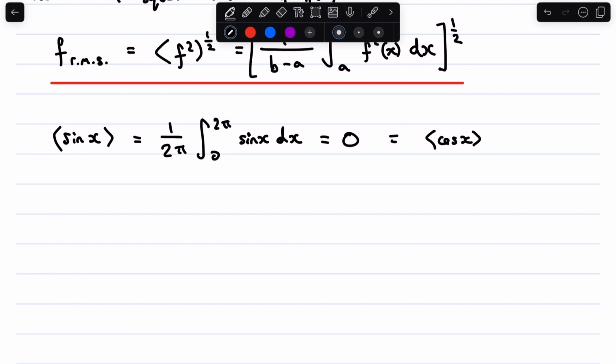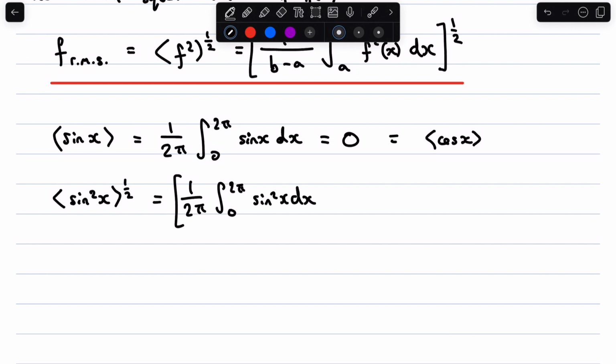Whereas if we look at the root mean square value, so sine squared x, and this will be square rooted, would be 1 over 2 pi times by 0 to 2 pi of sine squared x dx. And you can use the double angle formula to work this out, as I showed you a similar case in the last video. And this will result in the square root of a half. That will be the result of that integral divided by 2 pi. And the square root of that is just 1 over square root of 2. So you can see our root mean square and our just mean value of the same function, sine x, over the same interval, does not give the same answer. It's 0 and 1 over root 2.